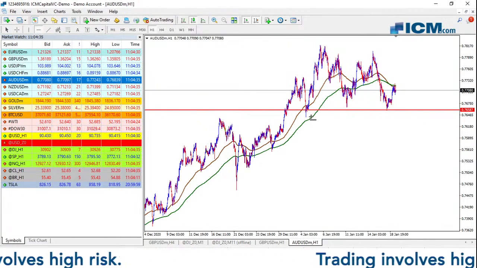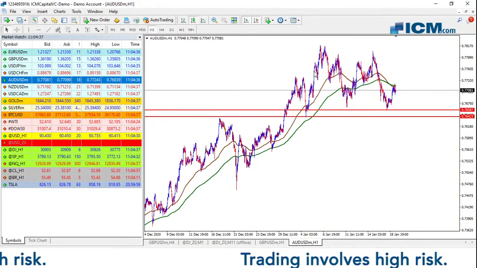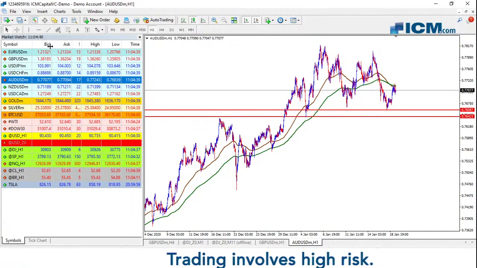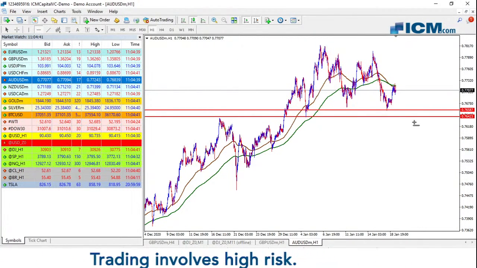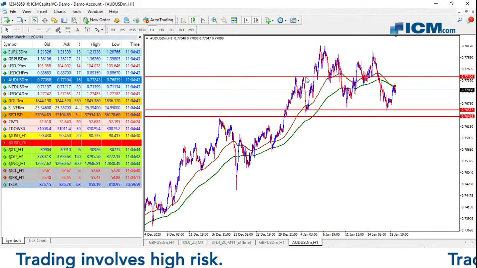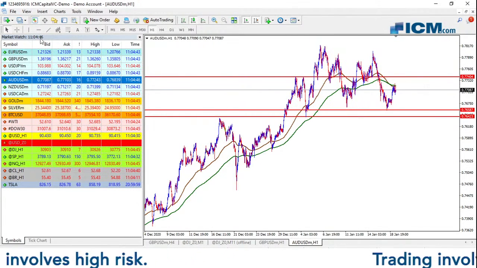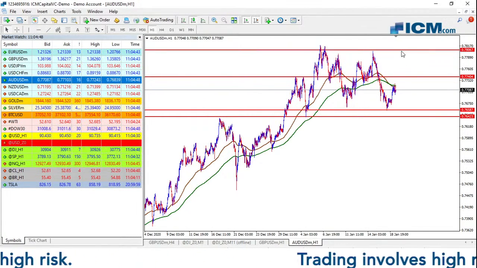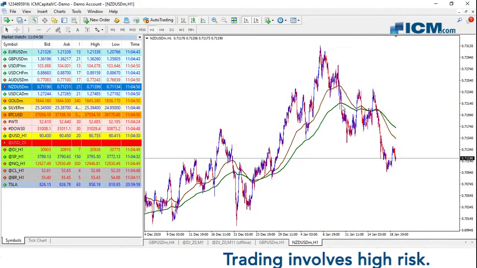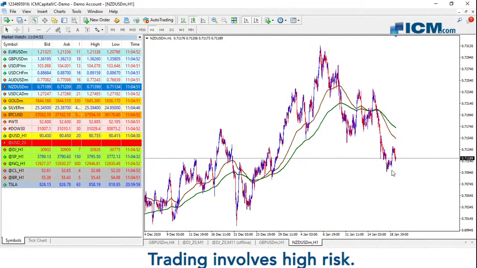So this area here is acting as key support for traders, and we're currently almost near the 100 and 200-hour exponential moving average. Moving above them could just trigger a further inclination towards 77.40, and then we could continue towards the 78 zone and above.